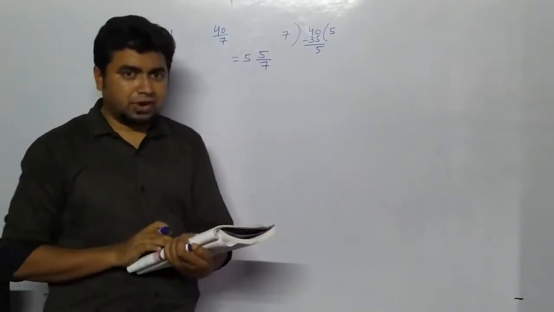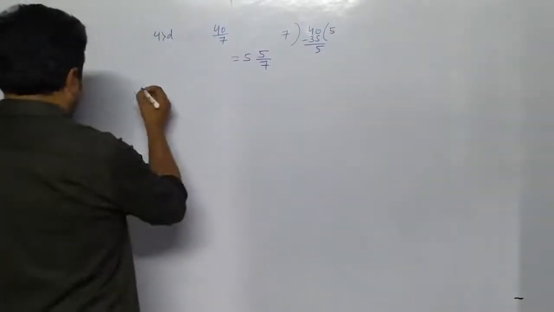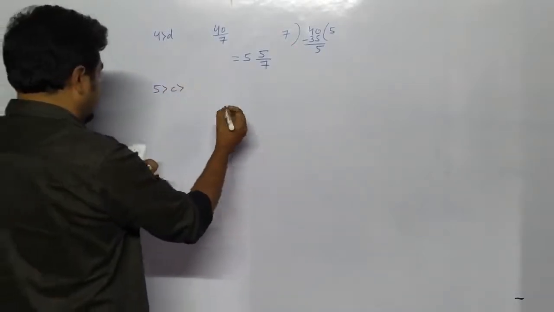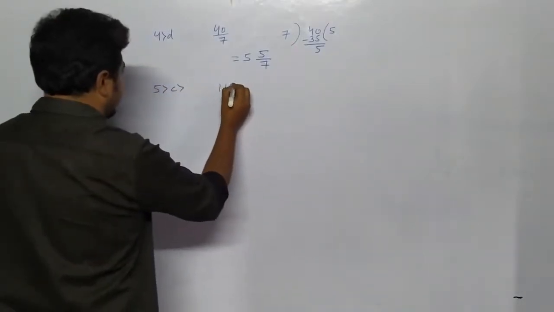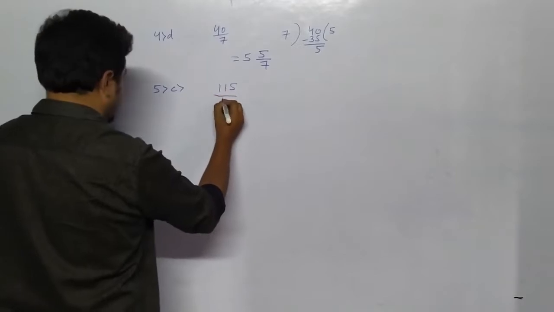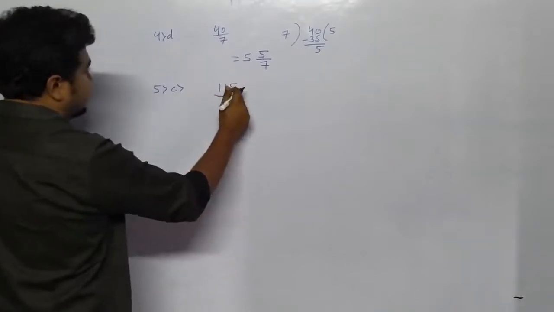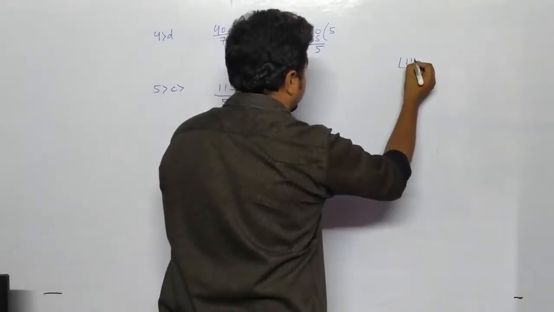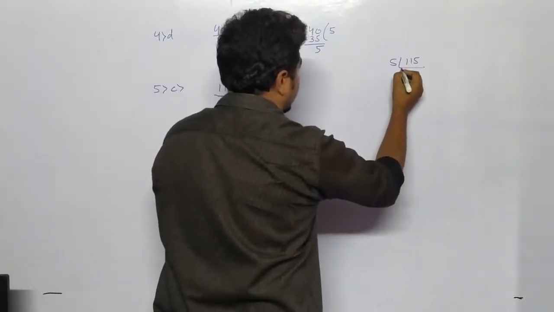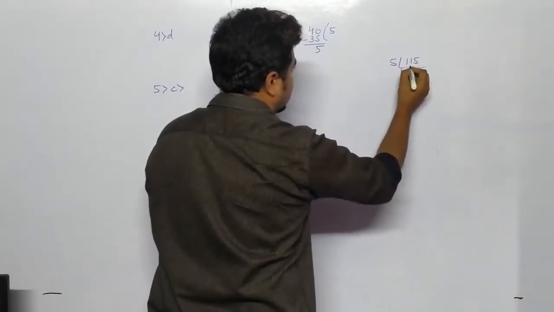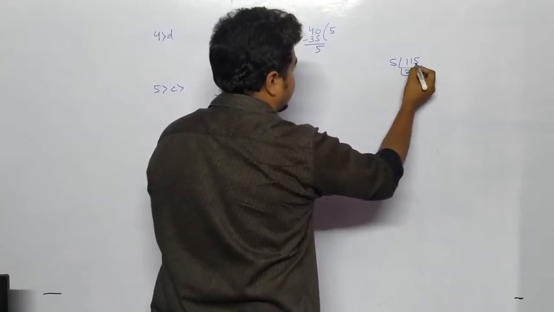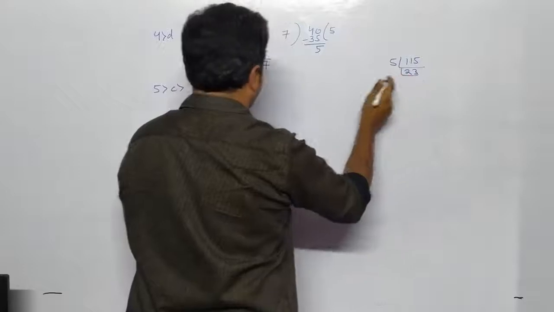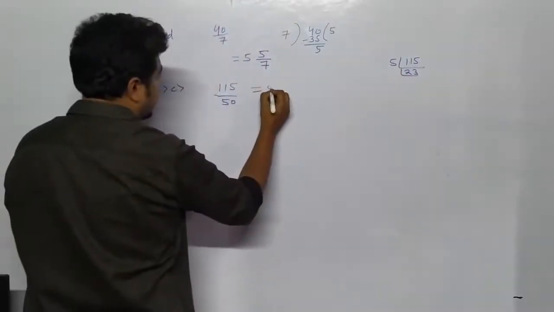Now we'll be discussing 5-bit C. You can see clearly that you have to convert it to its simplest form. Simplest form means, again I will be discussing, first you find the prime factors of 115. 115 you can write as 5 into 23, since 5 threes are 15. This is the prime factorization method.